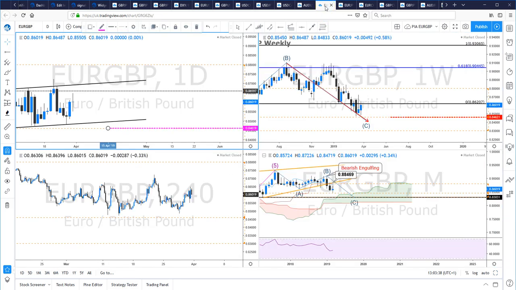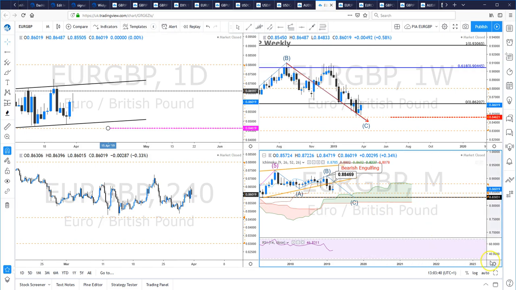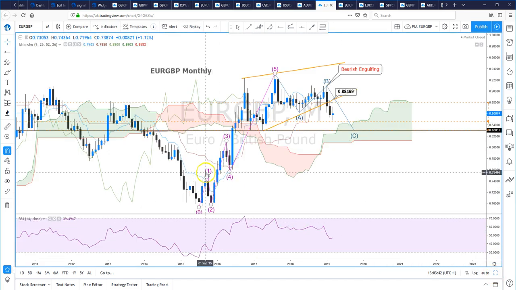Euro sterling, let's go all the way out here to the monthly chart. Looks like a bullish Elliott wave count, a wedge pattern broken. This would be the measured move target for the wedge, which is about 83 the figure. We have retested this wedge formation once, but you've got to remember these are inside waves now.